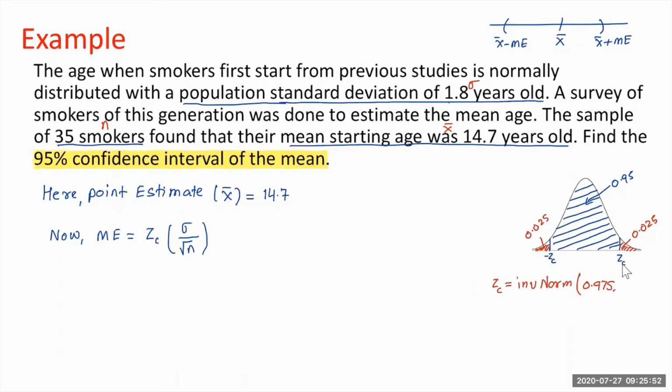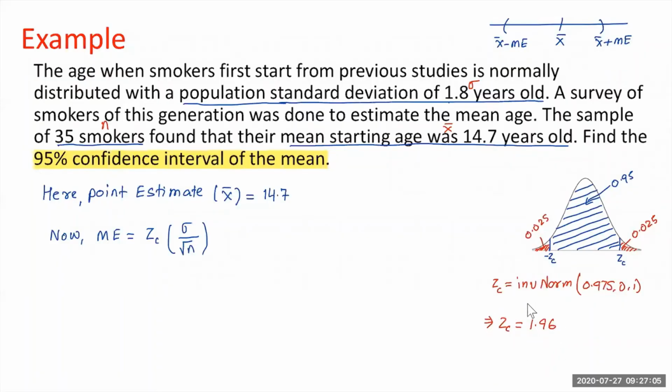Now the mean for the z-score is 0. Standard deviation is 1 for a standard normal distribution. Whenever we are talking about z, we are talking about standard normal distribution. Now you can use your calculator to evaluate this. If I use my calculator to evaluate inverse normal, 0.975, mean 0, standard deviation 1, I obtain 1.96 in my TI-84 calculator. So Z sub C is 1.96.